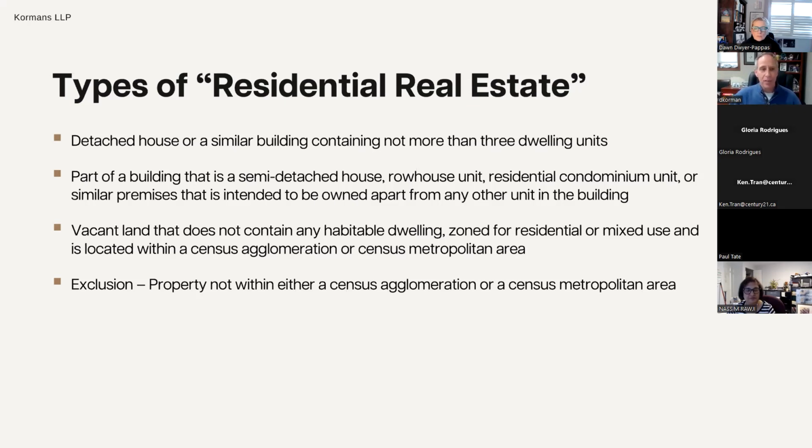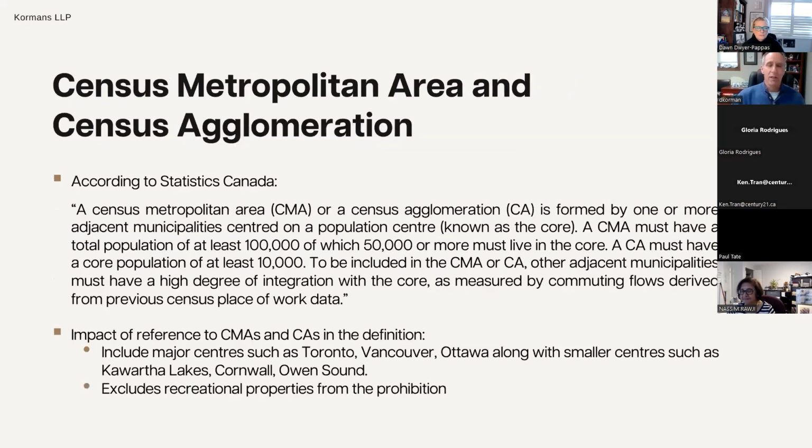Vacant land. Vacant land that does not contain any dwelling on it, but is zoned for residential or mixed use, and is located within what is considered, there are 2 terms here that you're probably not familiar with, a census agglomeration or a census metropolitan area. I'm going to show you what that is in a second. But then there's an exclusion. If a property is not within one of those census agglomerations or census metropolitan areas, there could be an exclusion. So you're obviously asking, what is a census agglomeration or a census metropolitan area? Good question. Here's what they are.